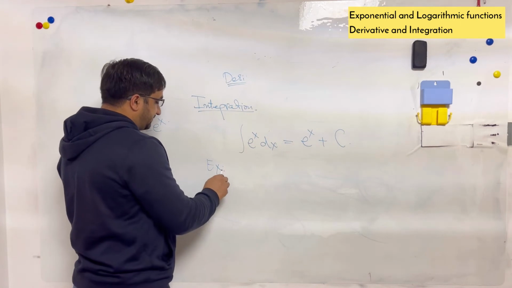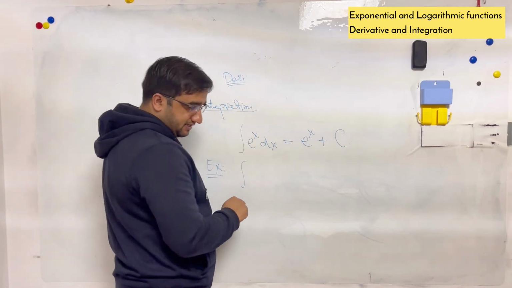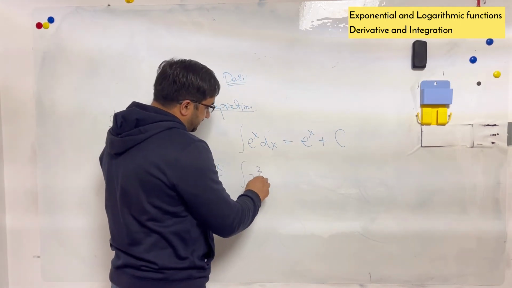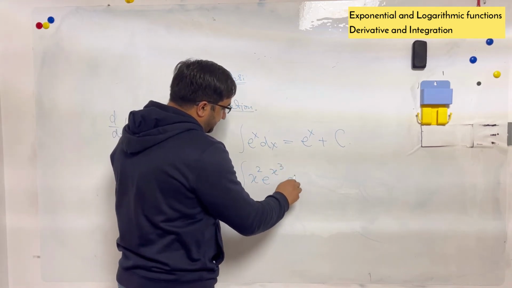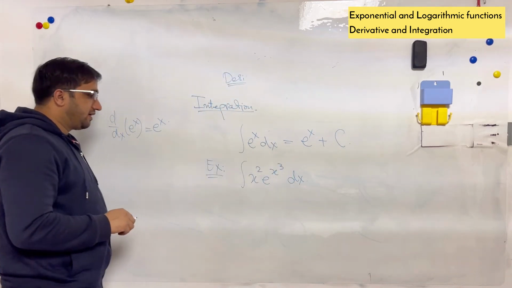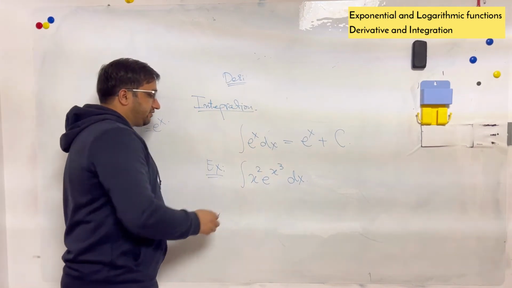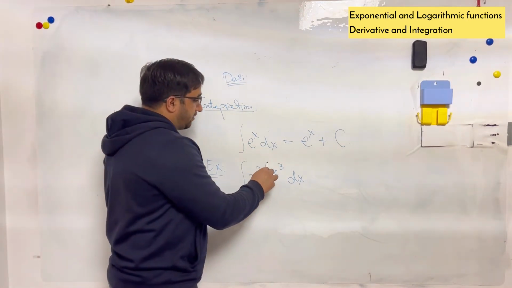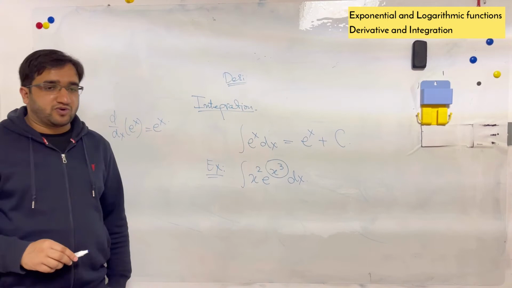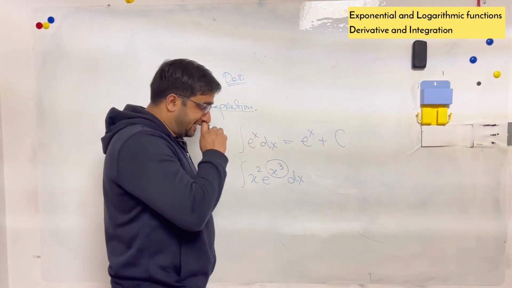Example. If we have the integral of x squared e raised to the power x cubed dx, then what will be the integral? So you see, there are some complications. That is why we use the substitution rule in integrals.